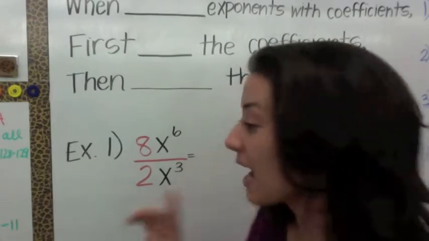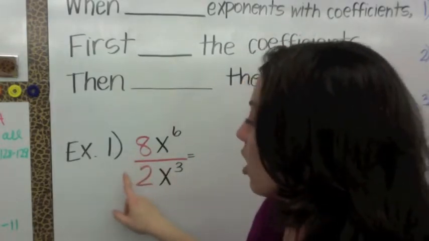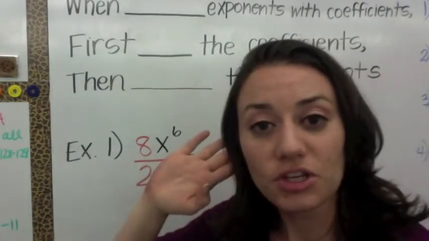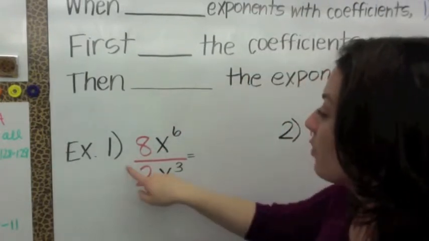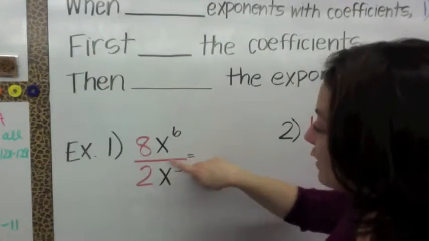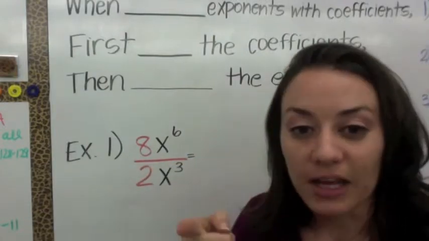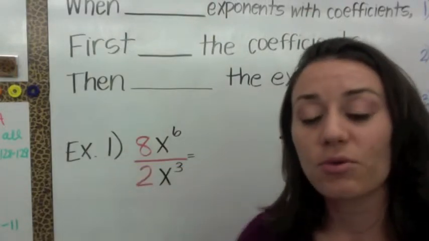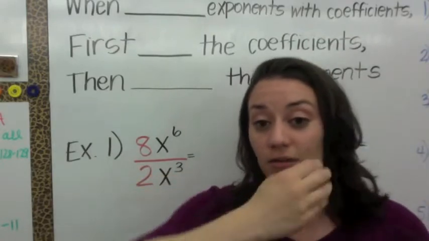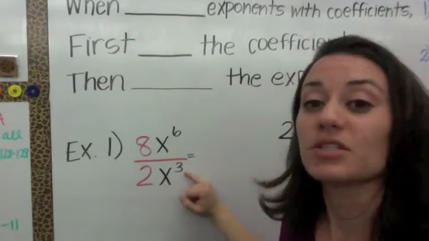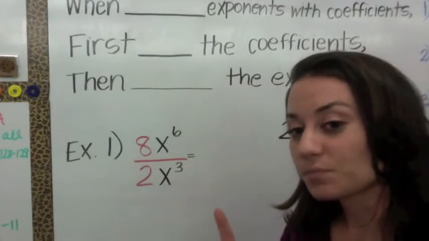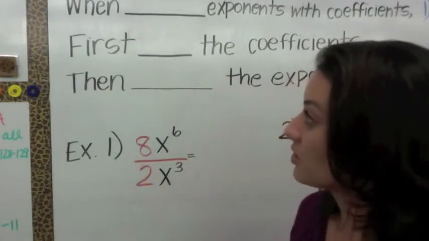We're going to have coefficients. And remember, coefficients are numbers. So remember when you see the bar, that's a fraction bar and it means to divide. And of course, when you divide exponents, you have to subtract. But you're actually going to divide the coefficients.